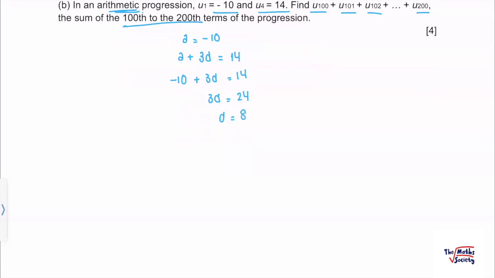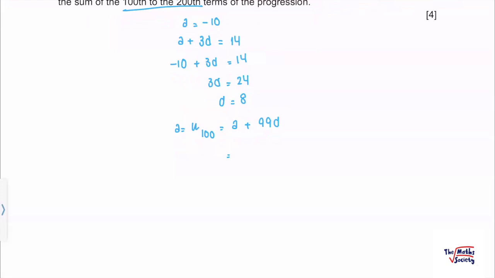Then we know that we need to find the 100th to 200th terms, so first we need U100. That is equal to a plus n minus 1, so it's 99d. So that's going to equal minus 10 plus 99d. D is 8. So you get 782.